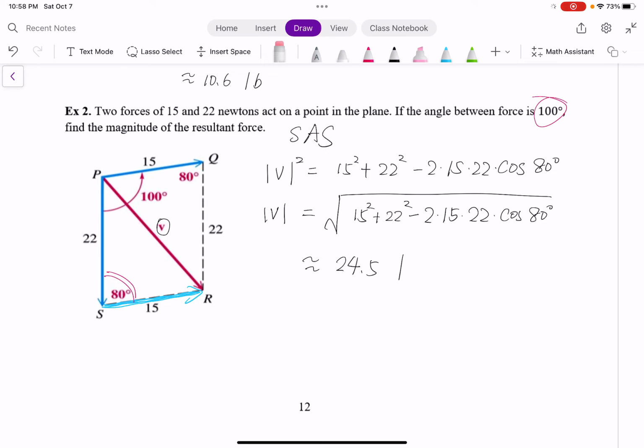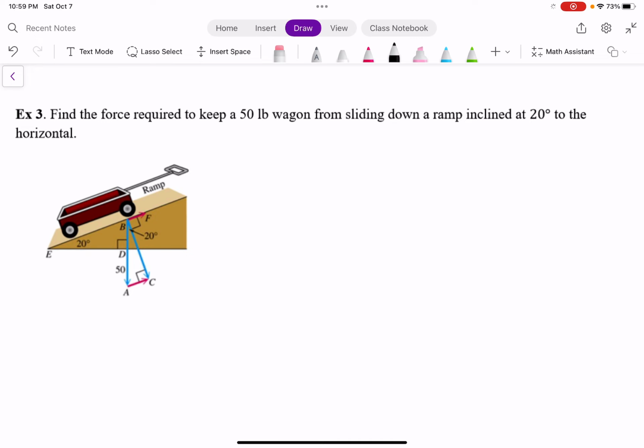All right, we're done. Let's see, next one. Find the force required to keep a 50-pound wagon from sliding down a ramp inclined at 20 degrees to the horizontal. What's the meaning of this?